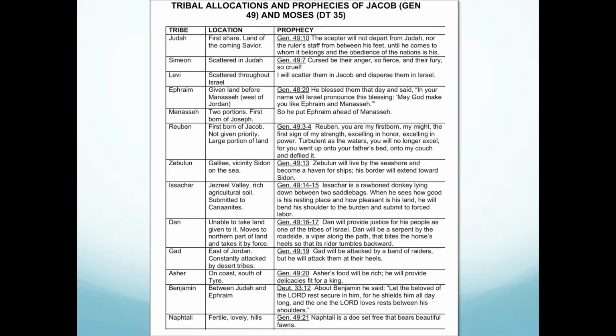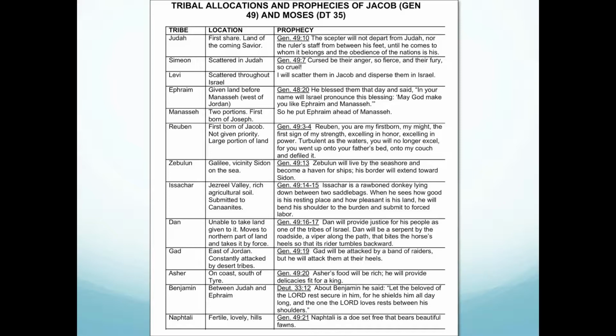Go now to the next slide of the PowerPoint presentation. On this chart, I have compiled the prophecies of Jacob as recorded in Genesis 49 and Moses in Deuteronomy 35. As Jacob lay dying, he summoned his sons and told them, in poetic form, what would happen to their future descendants. Genesis 49 is remarkable.